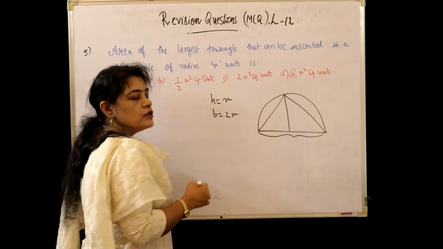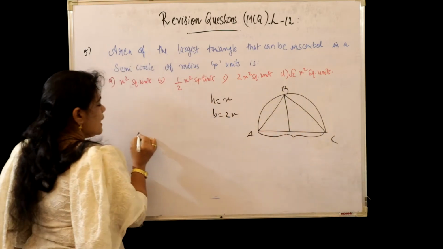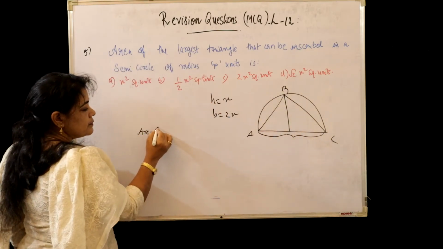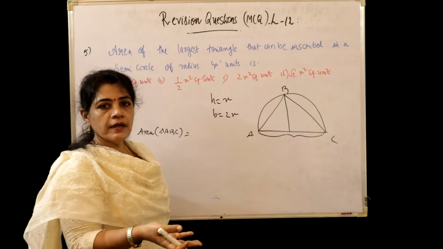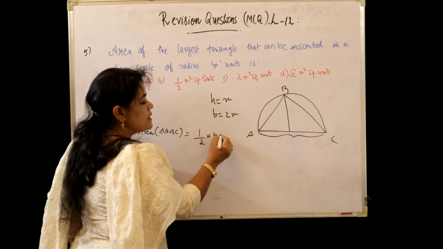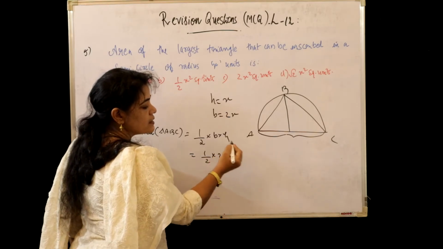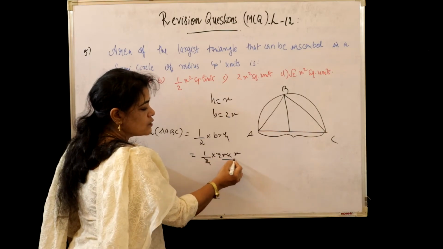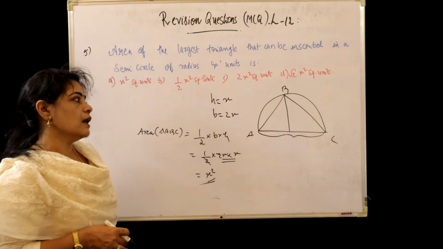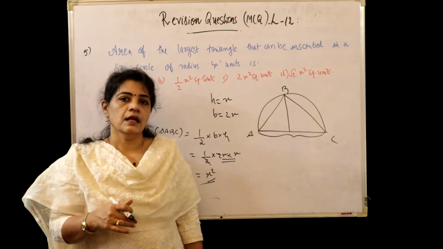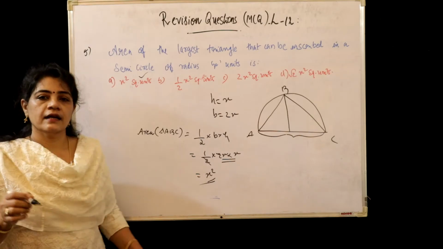So the area of that triangle, if it is ABC, area of triangle ABC, you can apply half bh. We know the height and also the base, that is half into base 2r, the diameter, into height r. So 2 gets cancelled, and r into r is r square. That means the area of the triangle inscribed in a semicircle is equal to r square units. So you can see that the first option is the correct one.